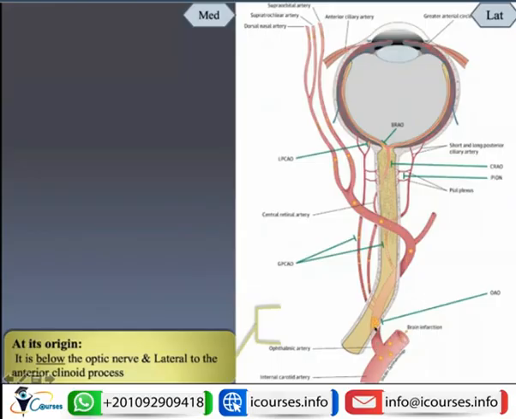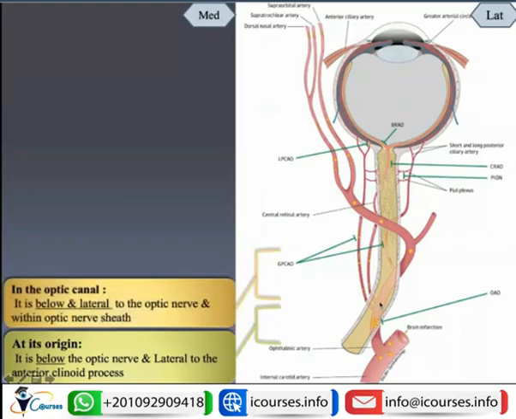Then the ophthalmic artery, just at the origin, will be below the optic nerve and lateral to the anterior clinoid process. So at the start, the ophthalmic artery was below the optic nerve. It will pass below, as you can see here. Then at the optic canal, as you can see, it is trying to move lateral. So it is below and lateral inside the optic canal. Again, it is below and lateral, and enclosed within the optic nerve sheath.